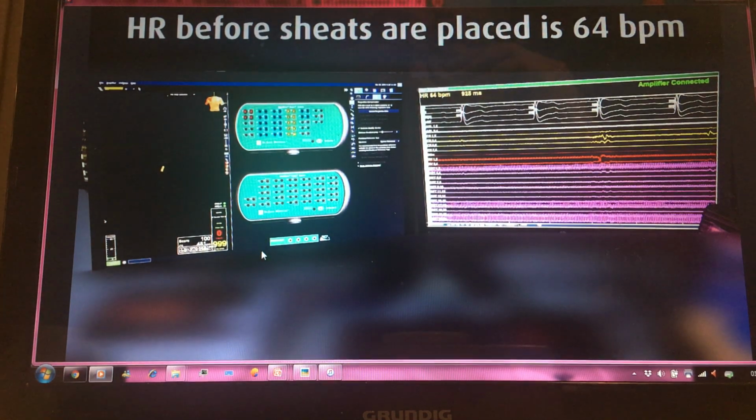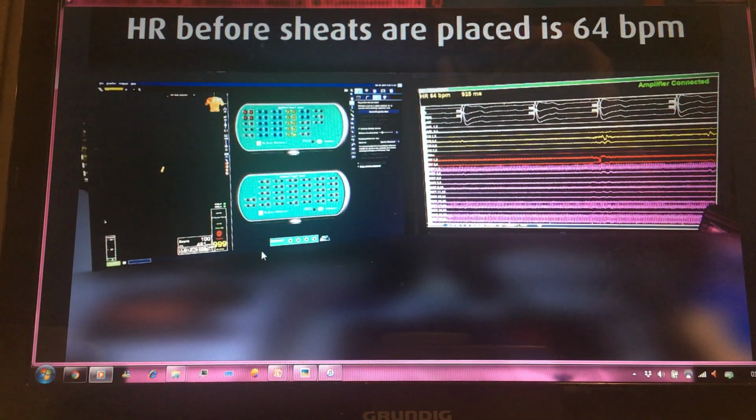Welcome again. In the second part of the presentation, I will try to demonstrate our live-in-a-box case, which underwent cardioneuroablation.